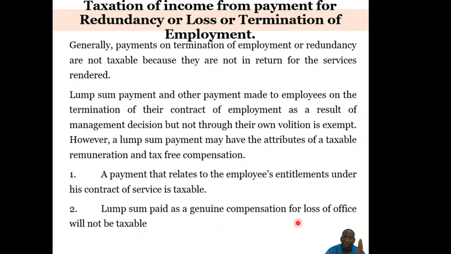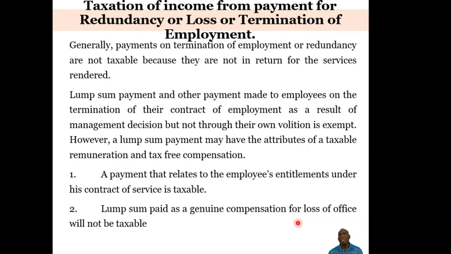Now, we told you that redundancy or loss or termination of your employment, and you are being paid in a lump sum, that one is exempt from what? From tax. Generally, payment on termination of employment or redundancy are not taxable because they are not in return for the services rendered. Lump sum payment and other payment made to employees on the termination of their contract of employment as a result of management decision, but not through their own volition, is exempt. However, a lump sum payment made may have attributes of taxable remuneration and tax-free compensation. A payment that relates to the employee's entitlement under his contract of service is taxable.